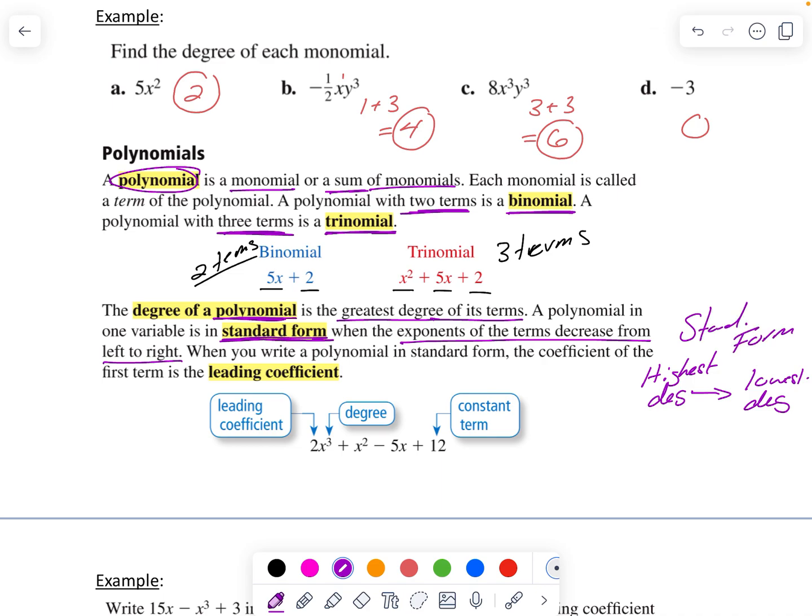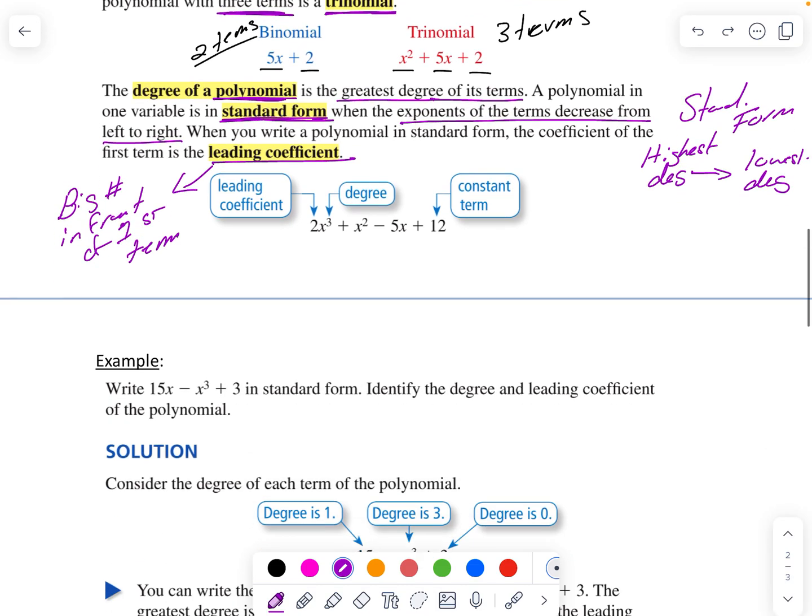And finally, the leading coefficient is the big number in front of the first term when it's in standard notation. And so that's why it's the leading, it's the leader, right? It's the beginning of that polynomial.